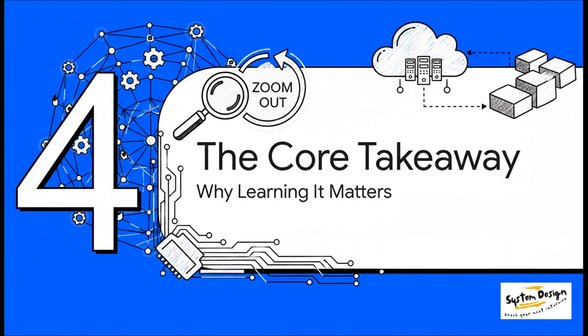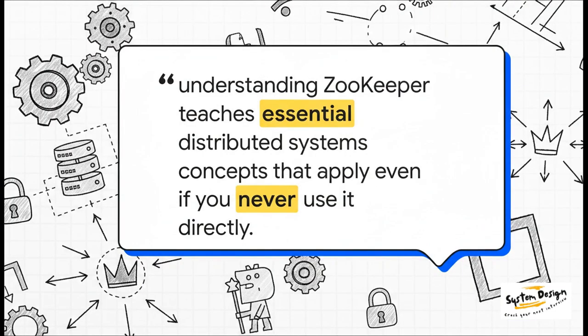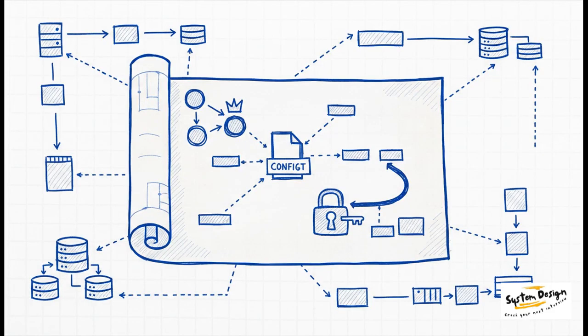Okay, so we've seen what it is, we've seen where it's used, but let's zoom all the way out. Why should you, as someone who's into system design, really care about ZooKeeper even if you never end up deploying it yourself? This right here. This is the single most important takeaway from this entire explainer. The patterns that ZooKeeper uses for leader election, for configuration, for distributed locks, these are fundamental concepts. Learning ZooKeeper isn't just learning a tool, it's like learning a blueprint for how to solve an entire class of really hard problems.